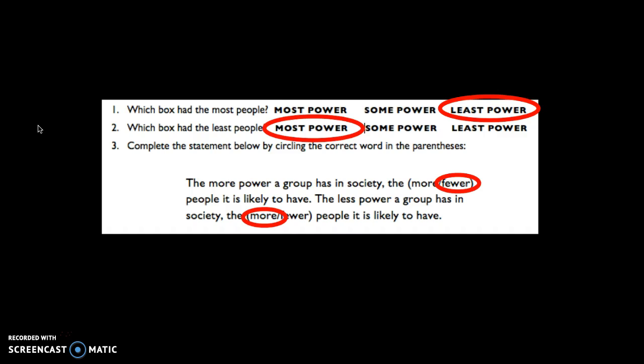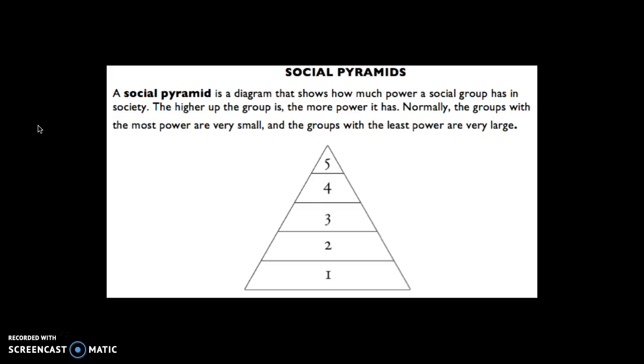And so we're going to look at this a little bit more in detail using what's called a social pyramid. A social pyramid is a diagram that shows how much power a social group has in society. The higher up the group is, the more power it has. Normally, the groups with the most power are very small. And the groups with the least power are very large. So common people, ordinary people, there's a ton of people that are ordinary that have very little power. But people who have a ton of power, that group is very small. Use this diagram to answer the questions coming up.